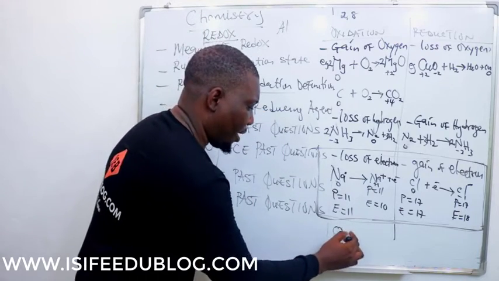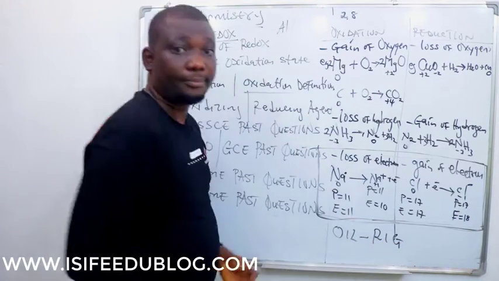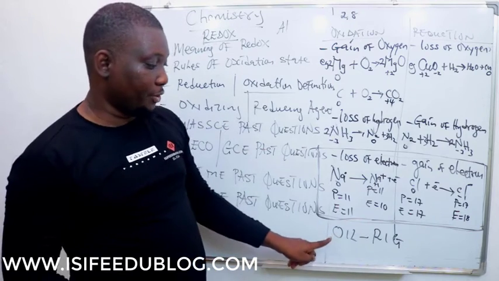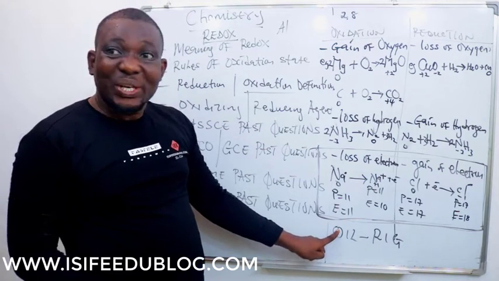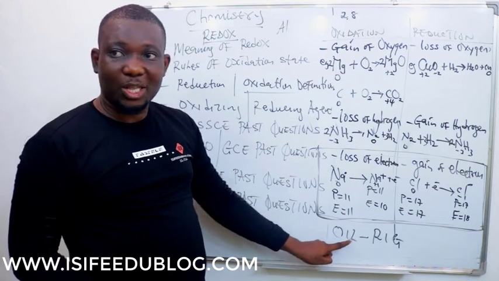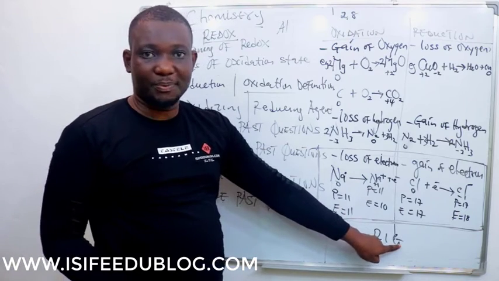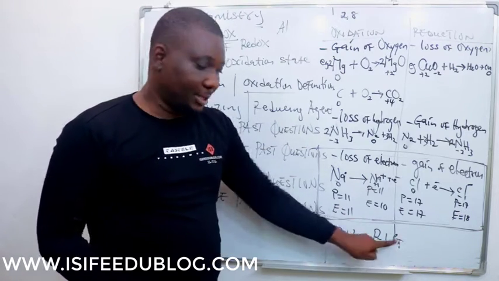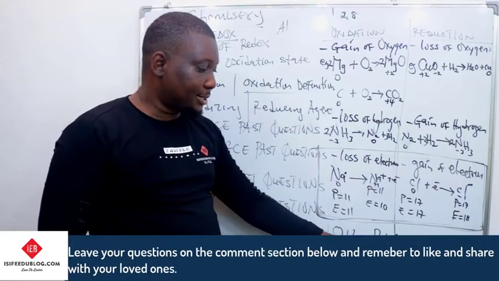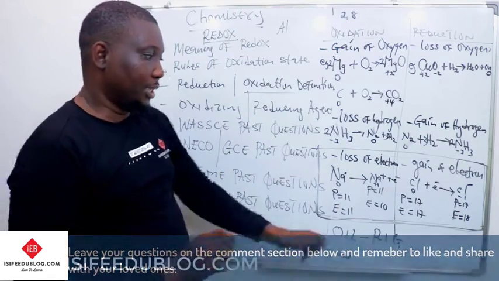You have OIL RIG. It's very simple in the definition. Don't forget it's OIL RIG. What is OIL RIG? It means that oxidation is loss of electron. Always bear it in mind. Reduction is gain of electron. OIL RIG means oxidation is loss of electron, reduction is gain of electron. Please take note of this.